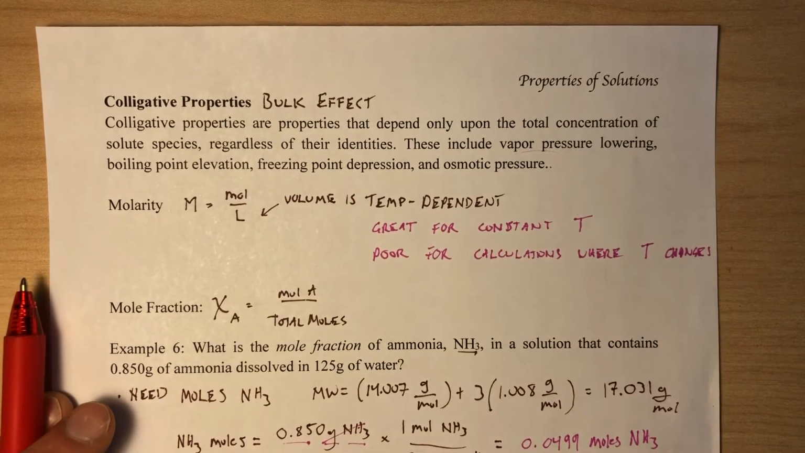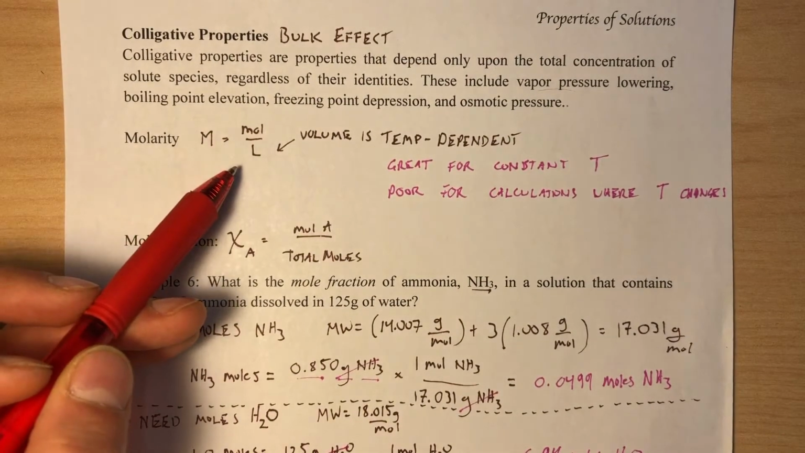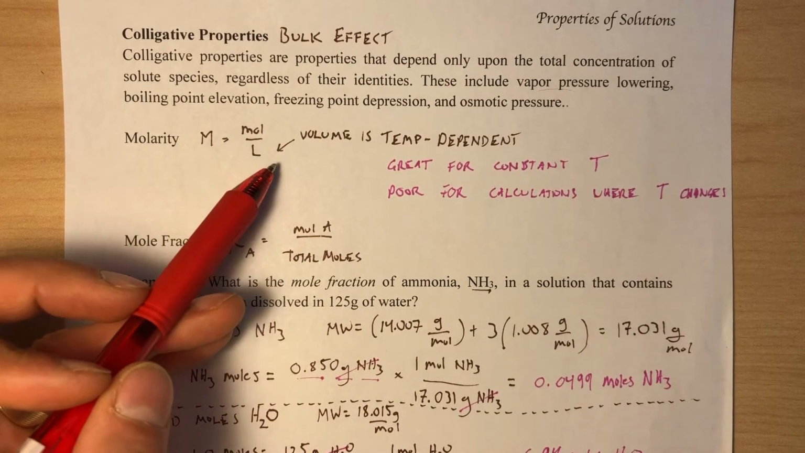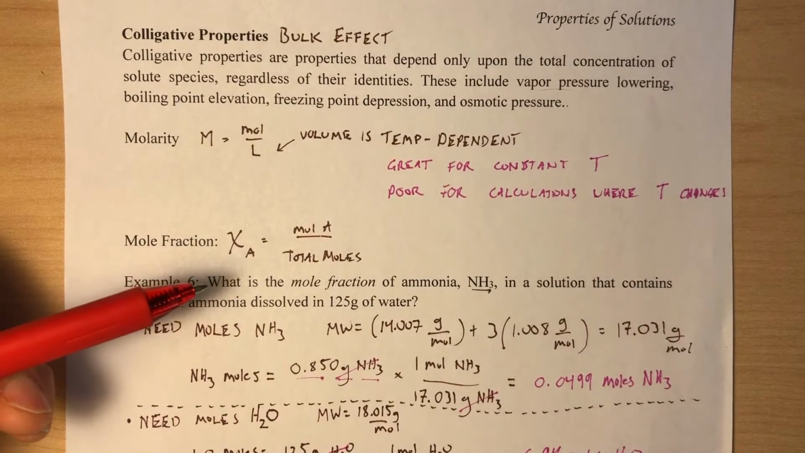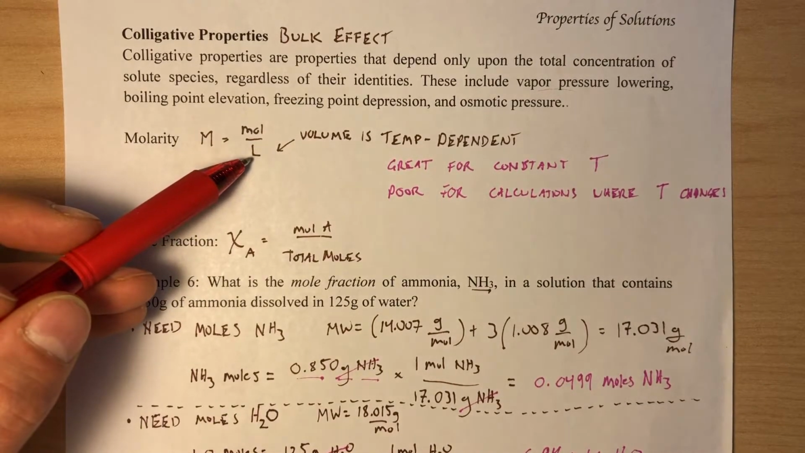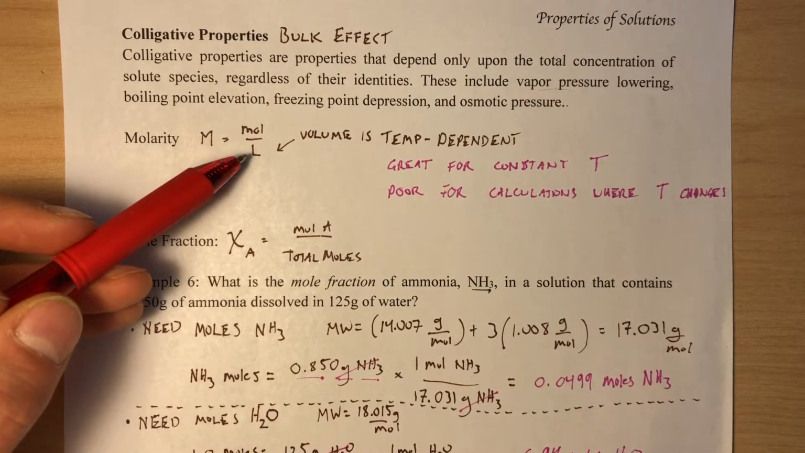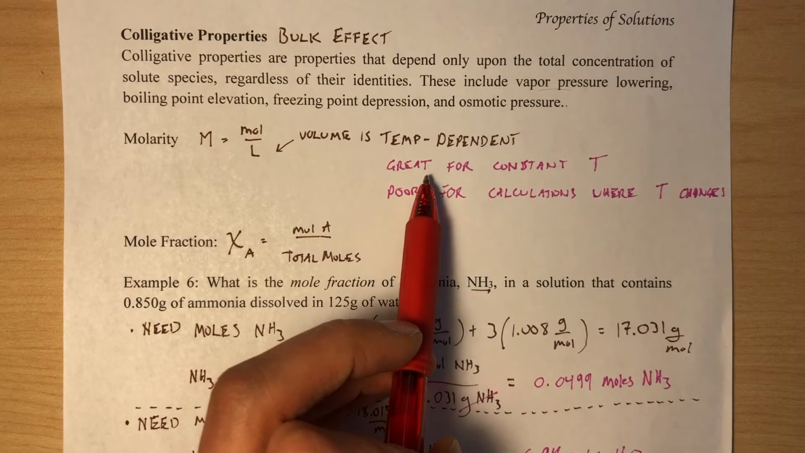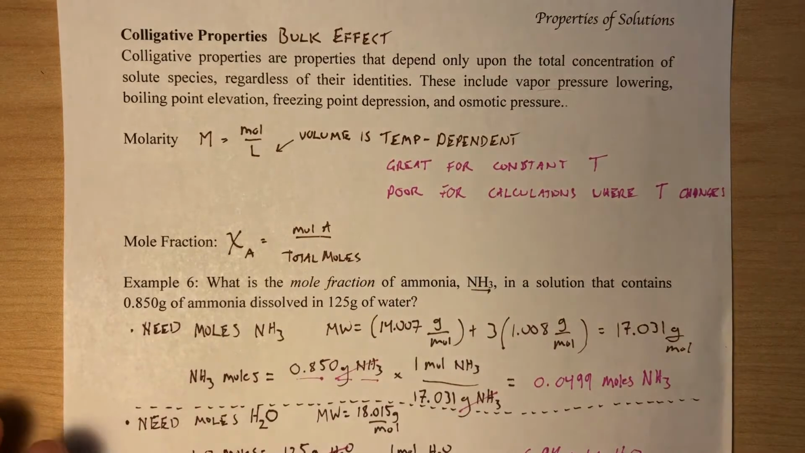What we're going to do first is look at molarity. Molarity is of course defined as moles per liter and is a concentration, but volume is temperature dependent. So this can actually change as you change temperature. As you increase the temperature of an environment, the solvent will get a higher vapor pressure, and that'll actually change the amount that's in the liquid phase, so volume is temperature dependent. Molarity is great for something where you have a constant temperature, but it is poor for calculations where temperature changes.